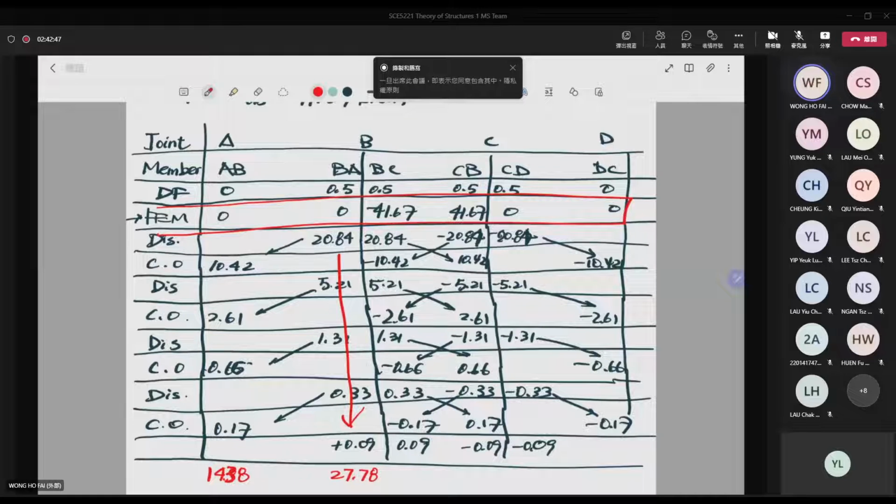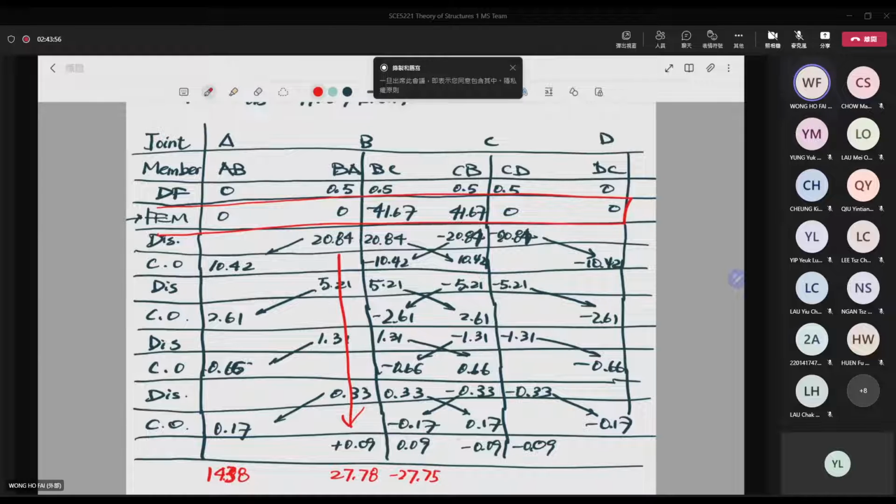And then negative 41.67 plus 20.84. And then minus 10.42 plus 5.21 minus 2.61 plus 1.31 plus 55.21 plus 3 minus 0.66 plus 0.33 minus 0.17 plus 0.09. They are close enough, so it is okay.